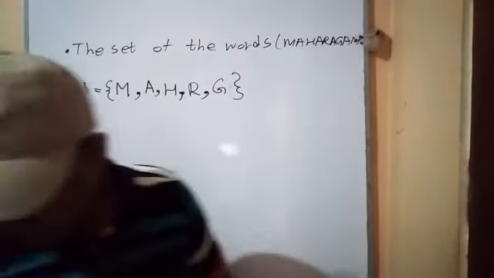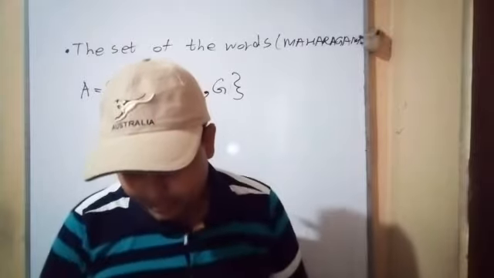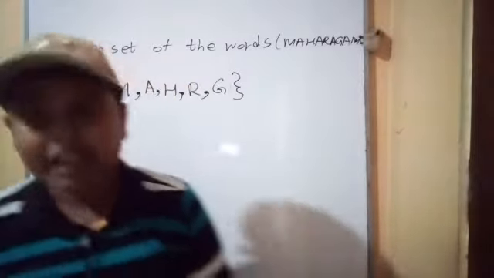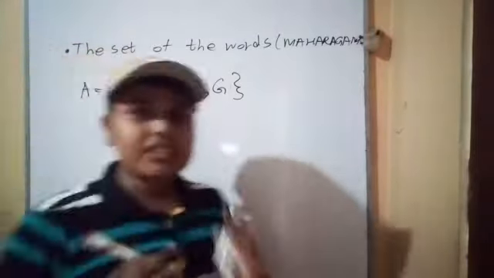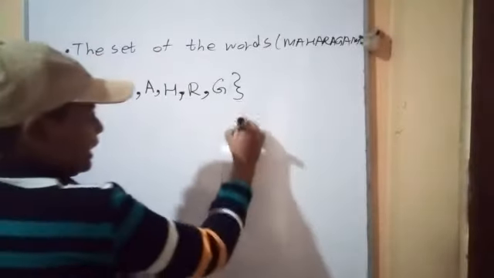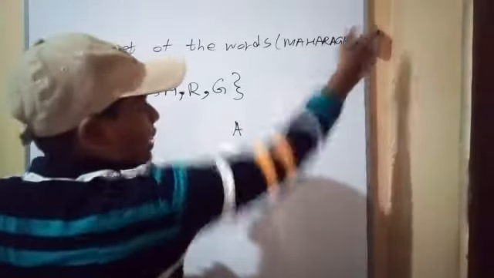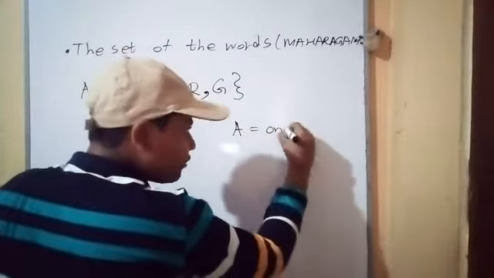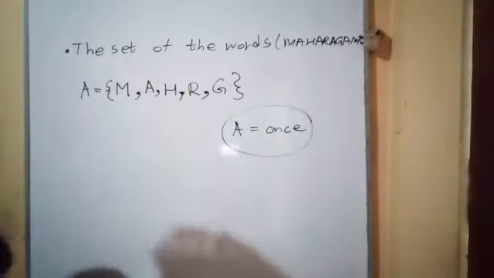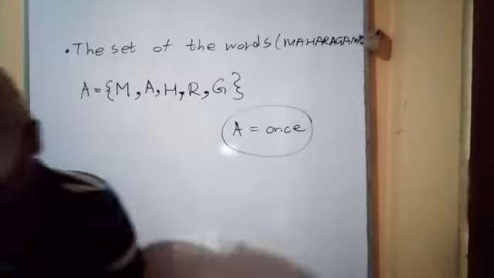Now in this, each element is written just once. The A has 1, 2, 3, 4, 5 occurrences, but you write it only once. Right?